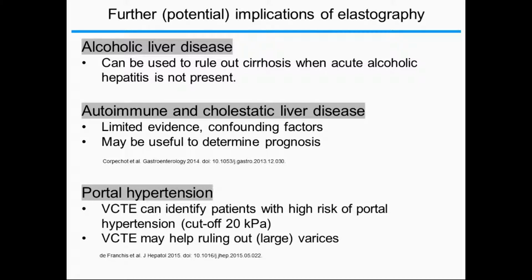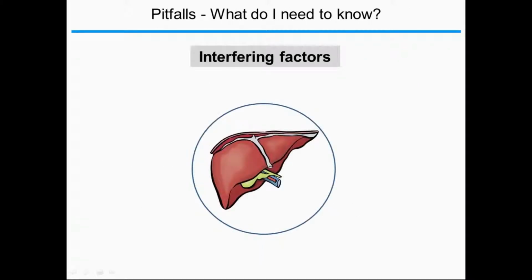Another point, which is the common final stage of liver disease, is portal hypertension. And there we know that a very high liver stiffness above a cutoff value of more than 20 kilopascals indicates that patients have a high risk of portal hypertension, and special attention should be paid to such patients, and they should undergo screening like gastroscopy. And the other way around, liver elastography, especially FibroScan, may help ruling out large varices, especially in combination with a platelet count in affected patients.